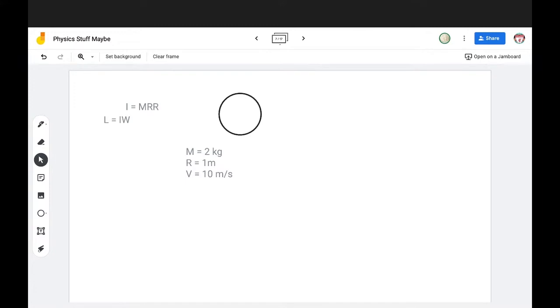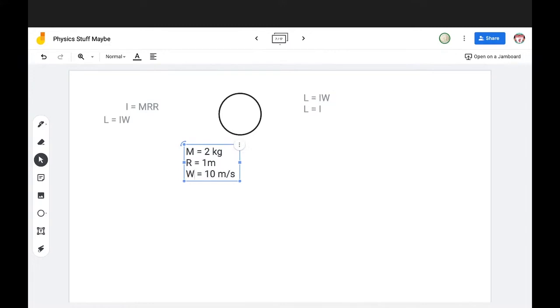Alright, so let's solve for this together. Hopefully you got the answer. First of all, let's just try to solve for the angular momentum right away. So L equals I omega. We can start with L. We don't know what I is, but we do know that, sorry, this was kind of messed up here, but I meant to say that omega was 10 meters per second. I apologize for that.